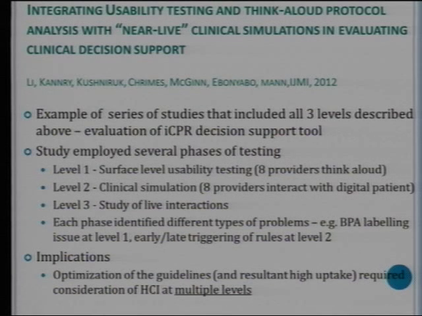We'll do a level 1 analysis, a surface level usability testing. Eight clinicians came in, and we kind of drove them through the system. So they were forced to go through different parts of the system. It wasn't exactly a think-aloud. It was like, here's a scenario. Now what would you click on the screen?